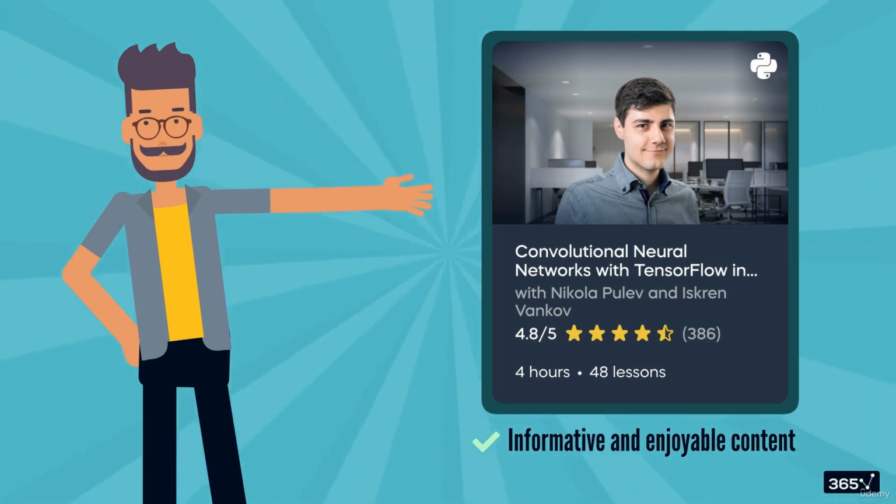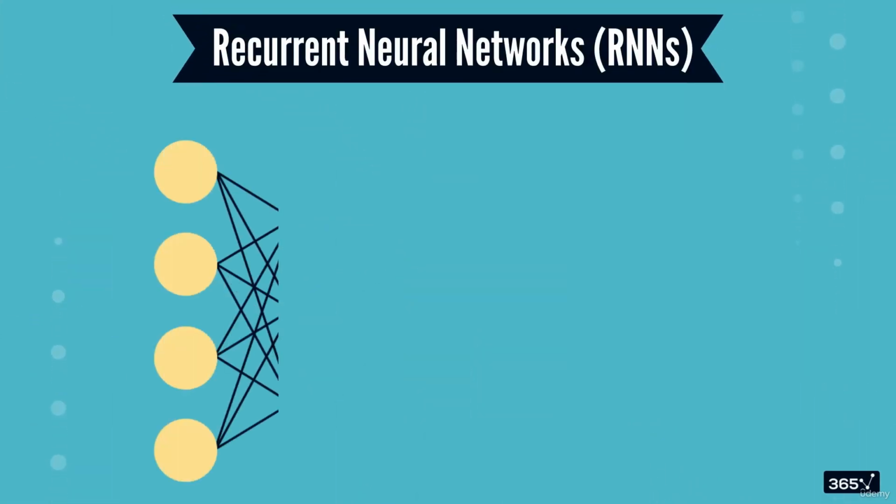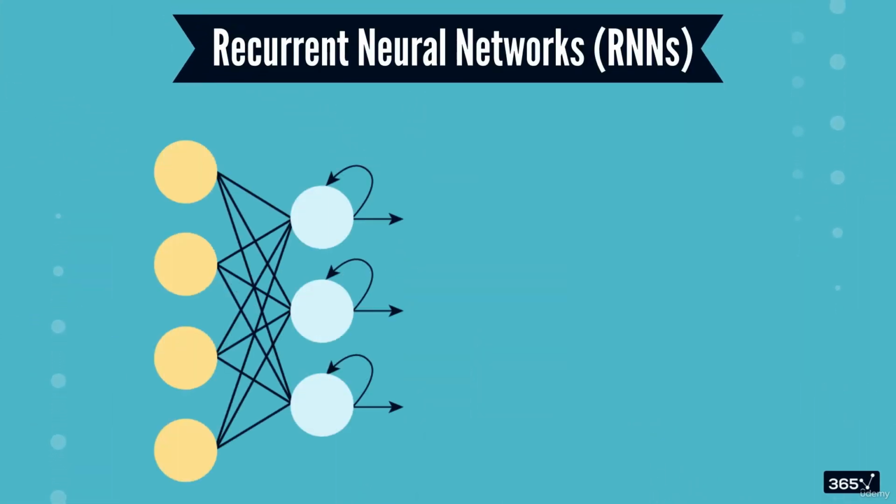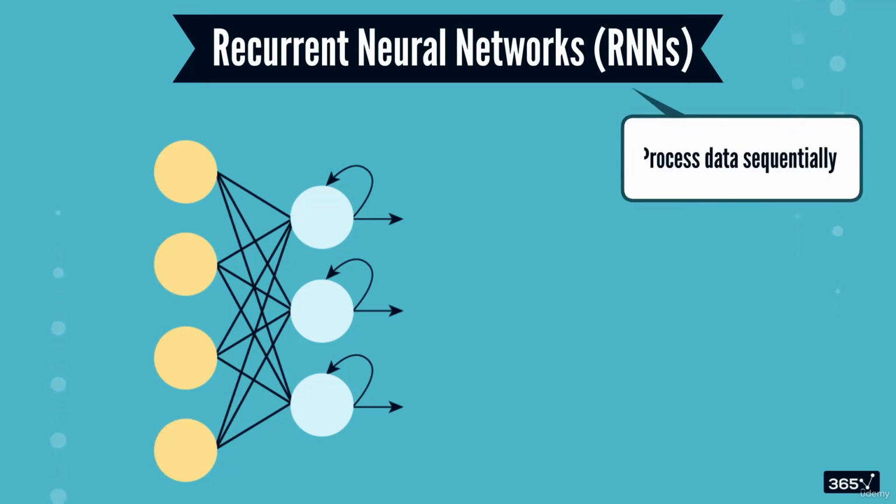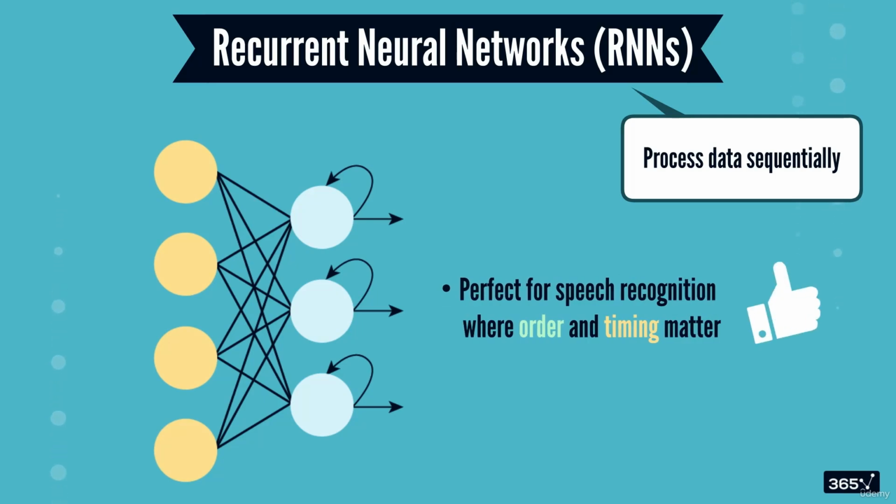Okay, let's move on to the next type of deep learning methodology used in speech recognition: recurrent neural networks, or RNNs. RNNs are a type of deep learning network designed to process data sequentially. Simply put, they take the output from one step and use it as input for the next step. This makes RNNs perfect for recognizing speech, where understanding the order and timing of sounds, like phonemes, is essential.